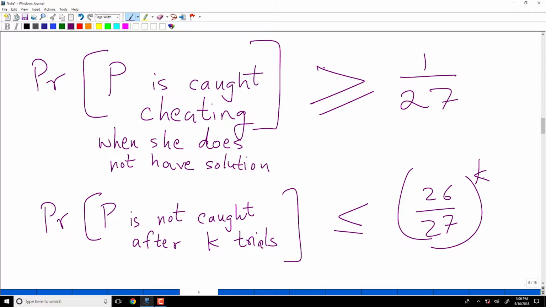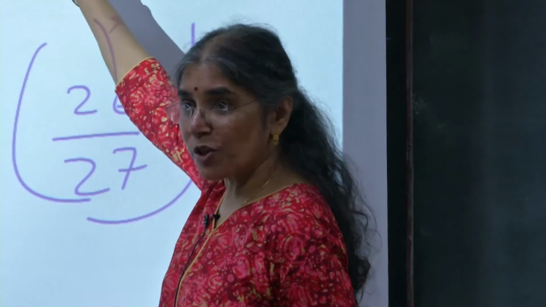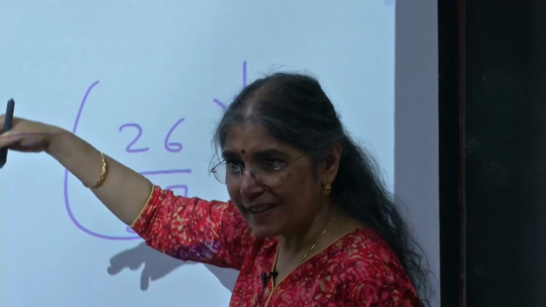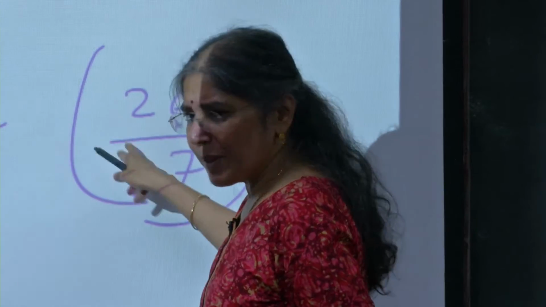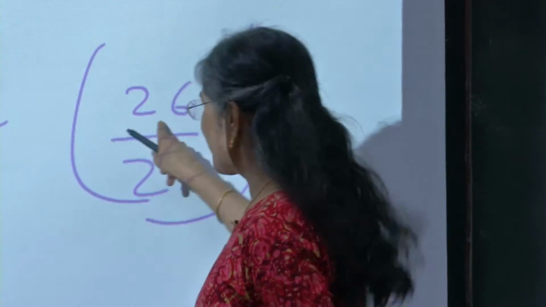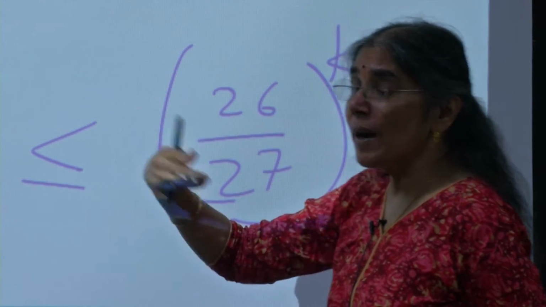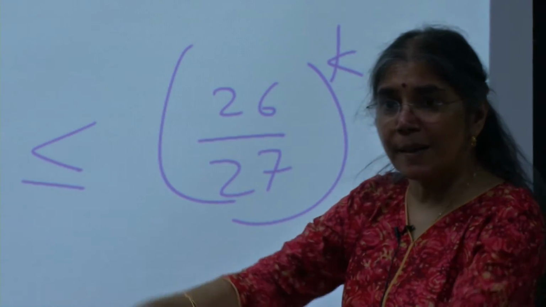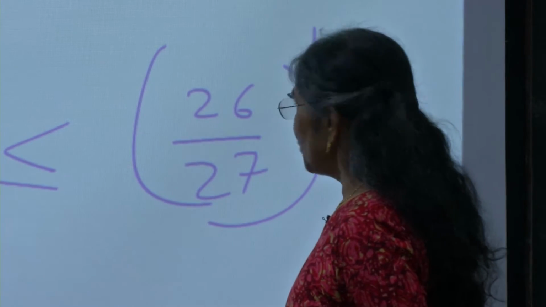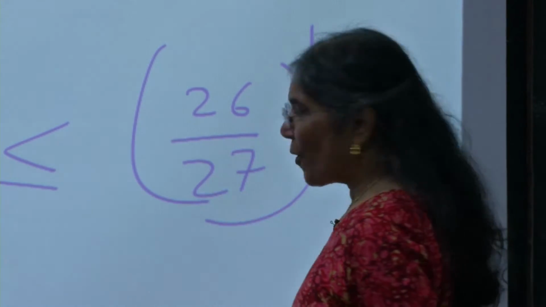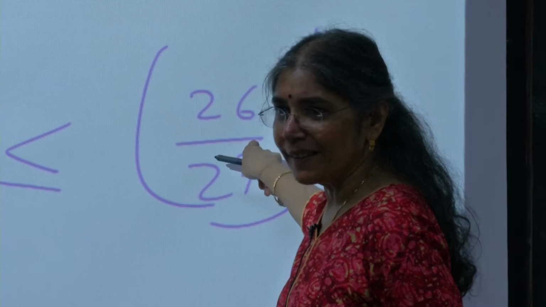I'm just looking at this. The probability that you are not caught is at most 26 by 27. Actually, it's even less than 26 by 27. Yeah, so this inequality is still valid, right? Instead of 26, you have something even smaller. That's fine. And this has to happen K times, but each trial is independent. Each time she is replacing the alleged solution. You can use your calculator and figure out that by the time K is something like 20, already this thing is very tiny.